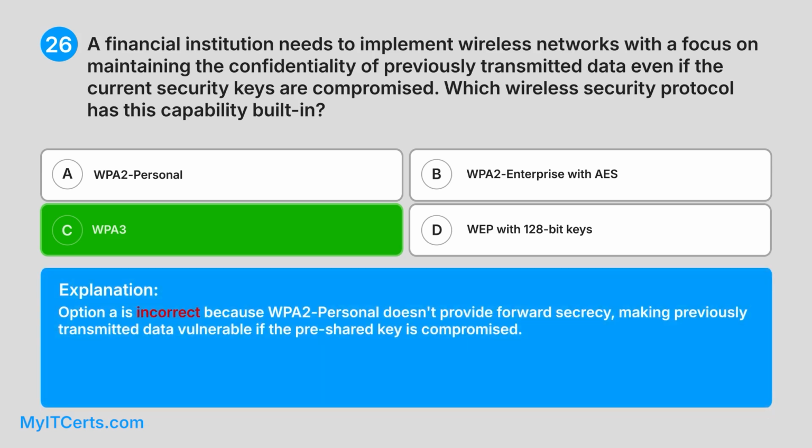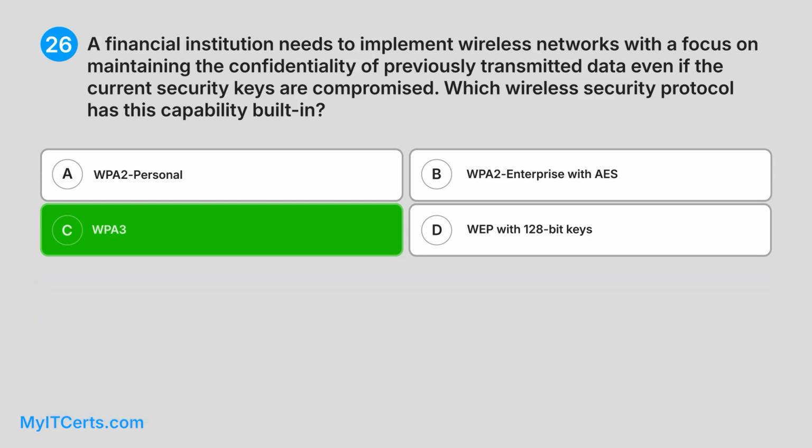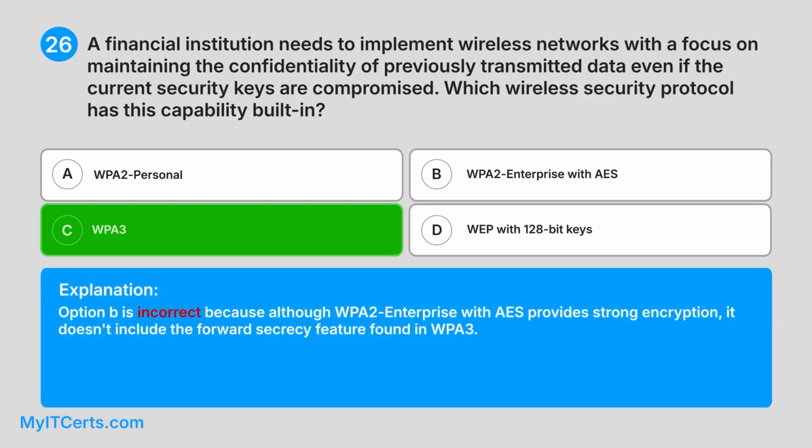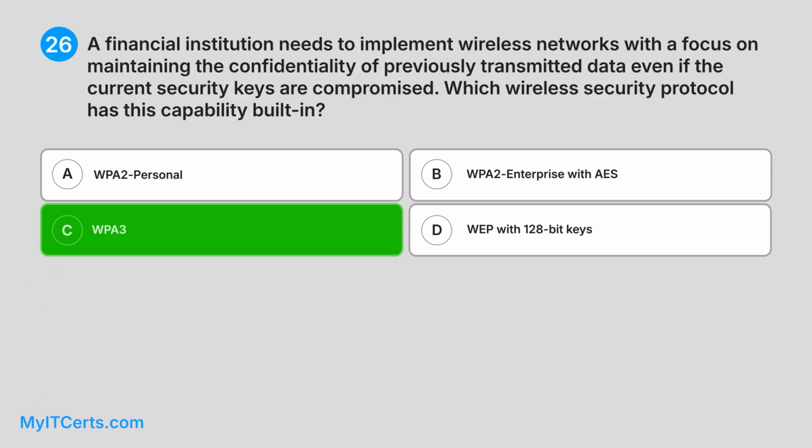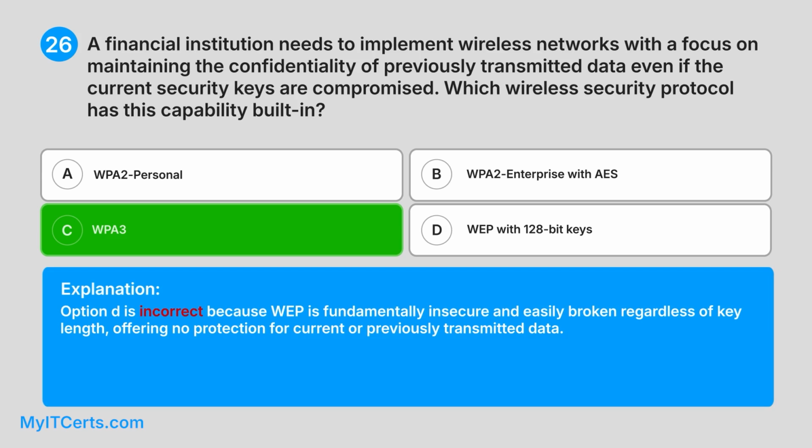Option A is incorrect because WPA2 Personal doesn't provide forward secrecy, making previously transmitted data vulnerable if the pre-shared key is compromised. Option B is incorrect because although WPA2 Enterprise with AES provides strong encryption, it doesn't include the forward secrecy feature found in WPA3. Option D is incorrect because WEP is fundamentally insecure and easily broken regardless of key length, offering no protection for current or previously transmitted data.